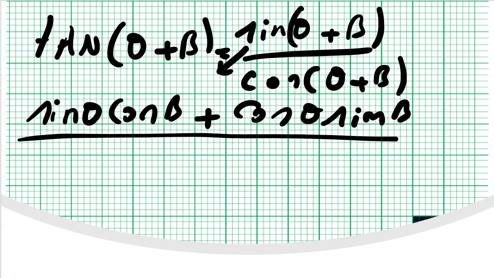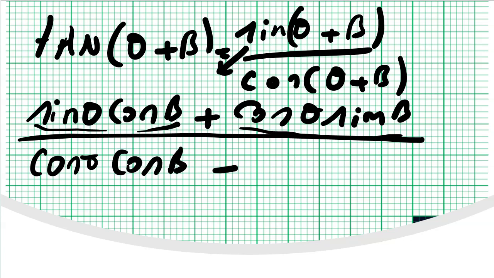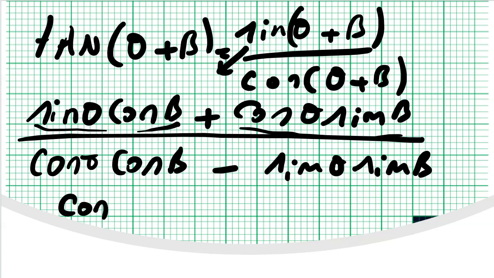The whole thing, now you have one term, two terms, and in the new denominator you're going to also have two terms, but you're going to have them like this. This is the cosine theta cosine beta, minus, you change the sign, and then you end up with sine theta sine beta. Now we need to divide the numerator and the denominator by cosine theta cosine beta.